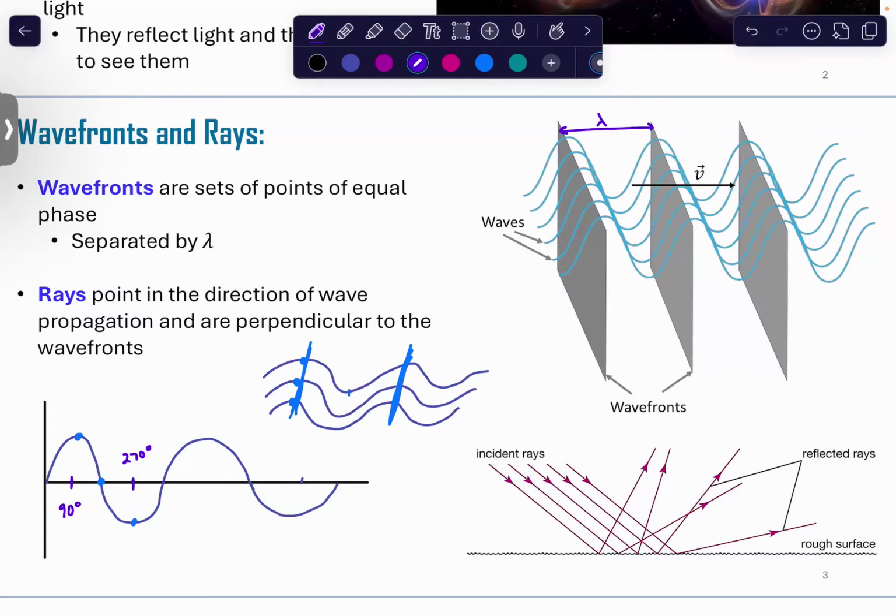When we're working with light, we're going to be using diagrams called ray diagrams, which is what you see down here at the bottom right. We're going to represent light with rays.